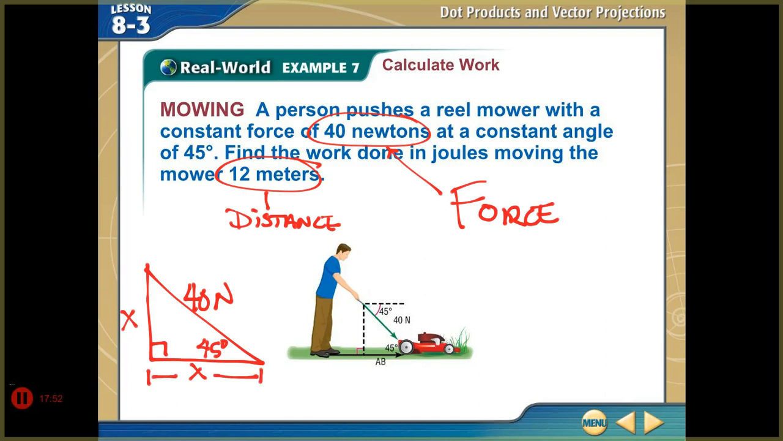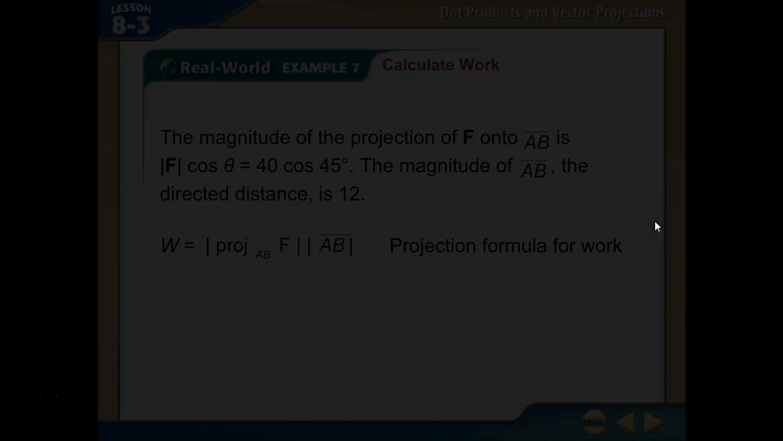So if I look at my value, x is 40 cosine of 45, which is some number. That number is the projection of how much of the force is going in the direction I want. So I can take that number and multiply it by 12 to get my final value. So that's what we're going to do. We're going to look at it that way.